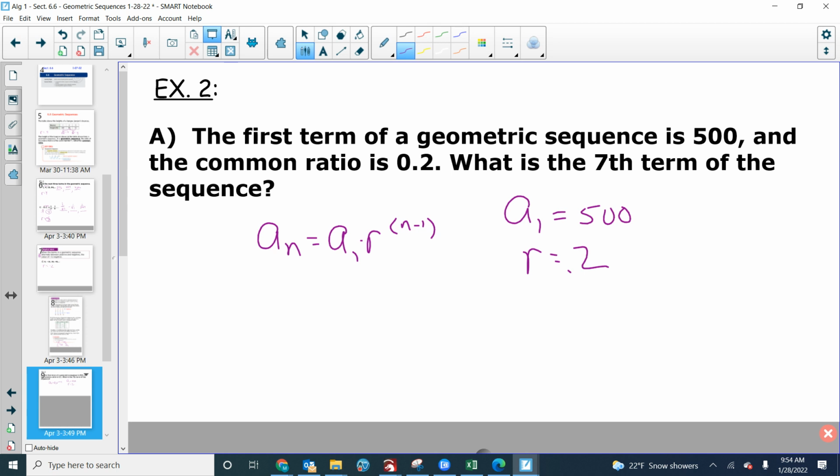What term are we finding? Come on, guys, wake up. It's the same 4 people. What's my first term? 500. Thank you. Times what? 0.2. Now, what term are we finding? No, 7. So 7 minus 1 is obviously what? 6. That's my exponent. That's my exponent. Plug it in. Calculator.